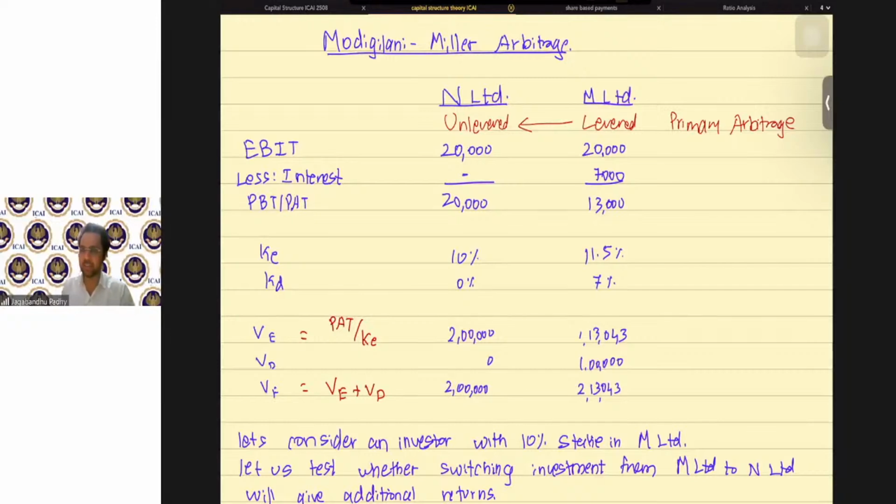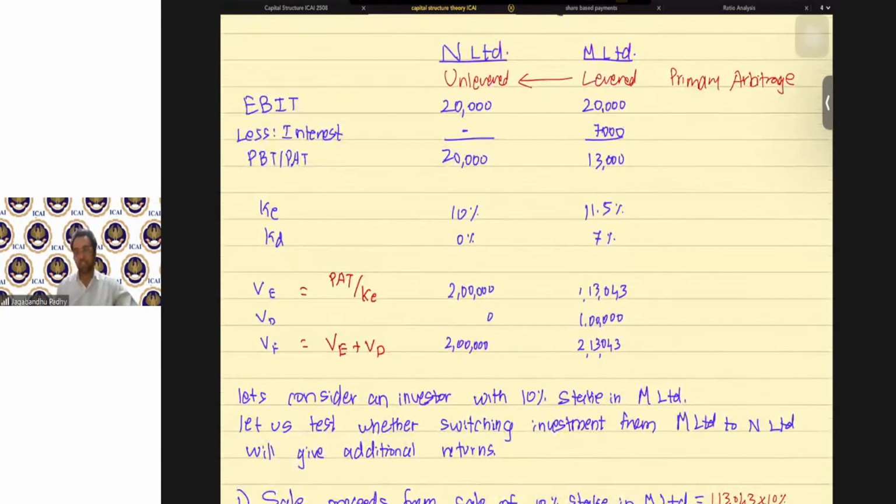So to identify whether there is any arbitrage opportunity or not, we considered ourselves to be an investor with 10% shareholding in M Limited. So we were testing whether shifting our investment from M to N is going to provide any sort of additional returns.